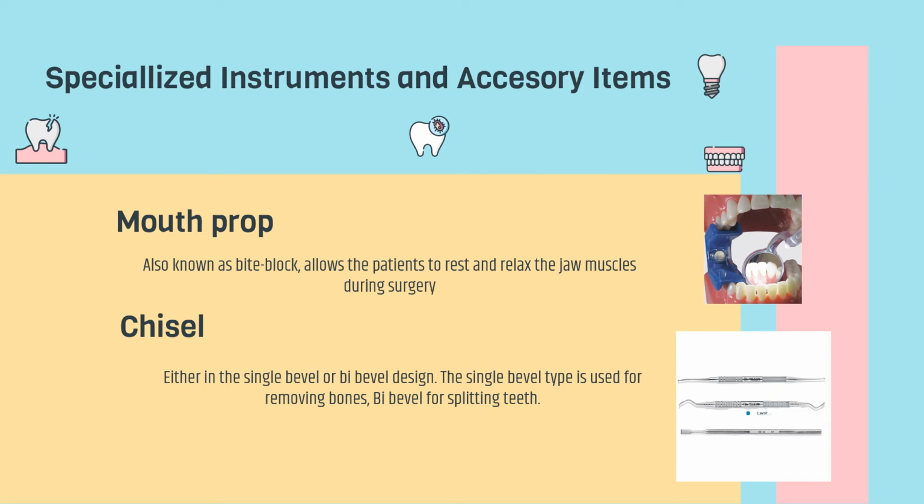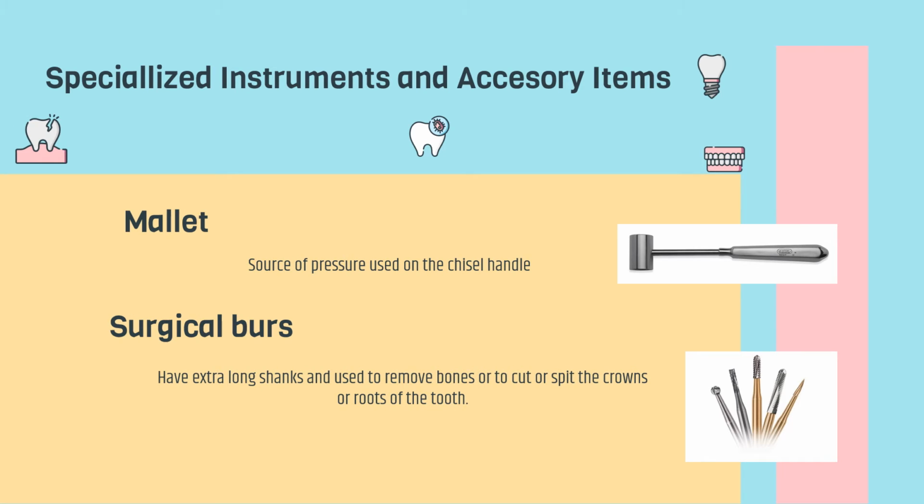Mouth prop, also known as bite block, allows the patient to rest and relax the jaw muscles during surgery. As you can see in the picture, the blue one is the mouth prop. Chisel, either in single bevel or bi-bevel design. The single bevel is used for removing bones, bi-bevel for splitting teeth. Mallet, source of pressure used on the chisel handle. Surgical burrs have extra long shanks and are used to remove bones or to cut or split the crowns or roots of the tooth.